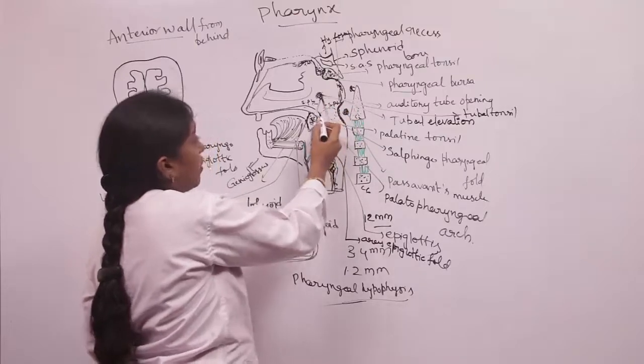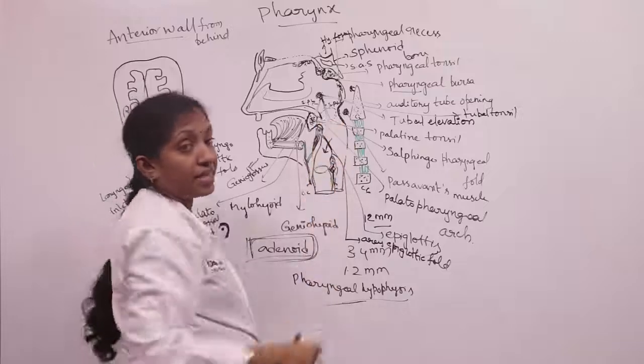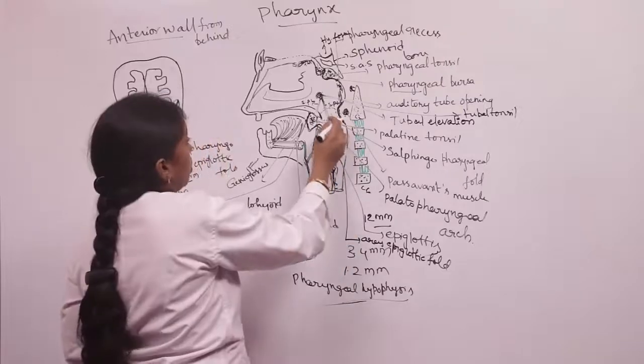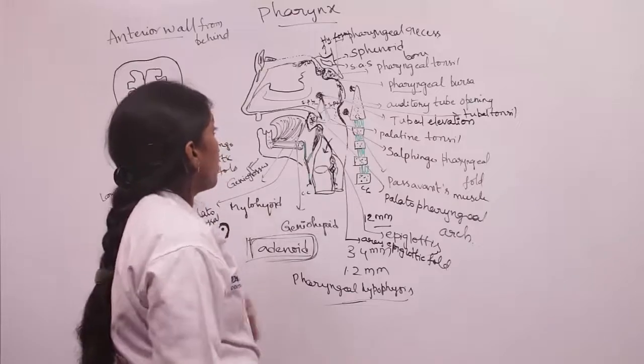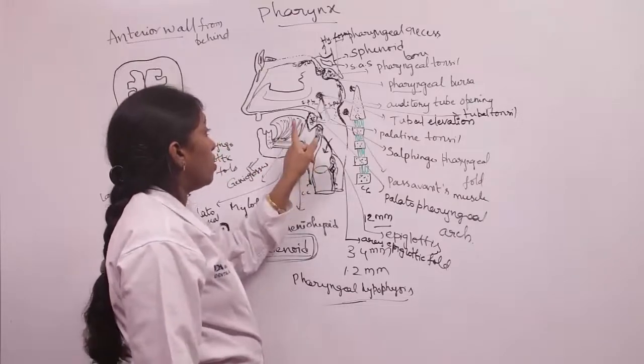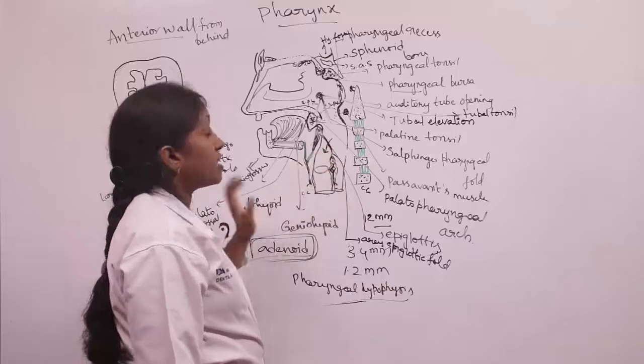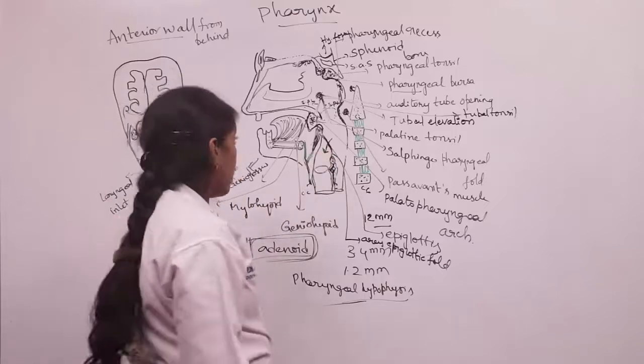isthmus, which is bounded in front by the soft palate, behind by the Passavant's ridge. And coming to the oropharynx, it communicates with the oral cavity through the oropharyngeal isthmus, which is bounded above by the soft palate, below by the dorsal 1/3 of the tongue, on either side by the palatoglossal and palatopharyngeal arches.